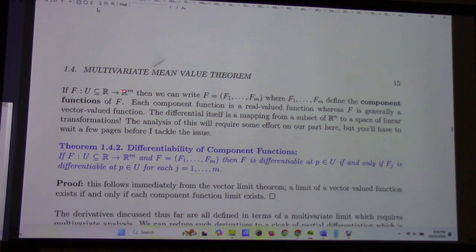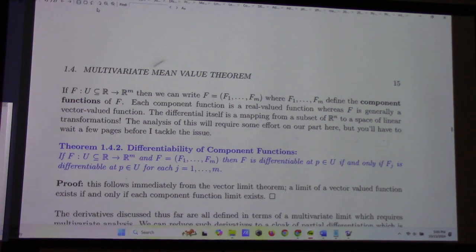Oops. Then you can write component functions for f, all right? Each component function is real valued, whereas f is generally vector valued. The differential itself is a mapping from a subset of Rn to a subset of linear transformations! Exclamation point. Very exciting. All right.